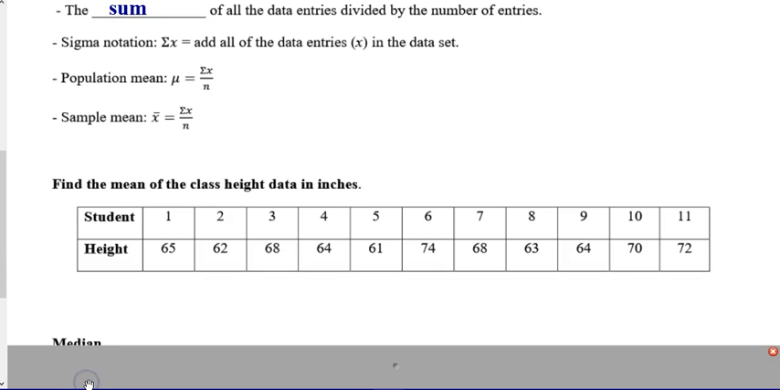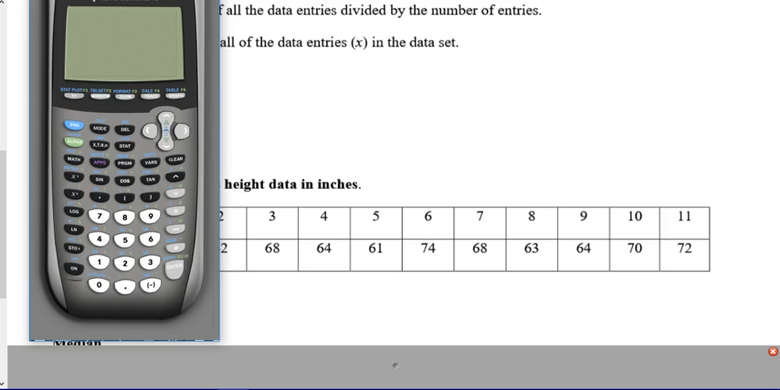Now, find the mean for the class height data in inches. So what we're going to do is take our calculator, and we're actually going to use this data 3 times. I'm going to show you how to do it on the calculator, remind you actually, because you should know how to do this. So we're going to hit our stat key. Now we're going to edit.